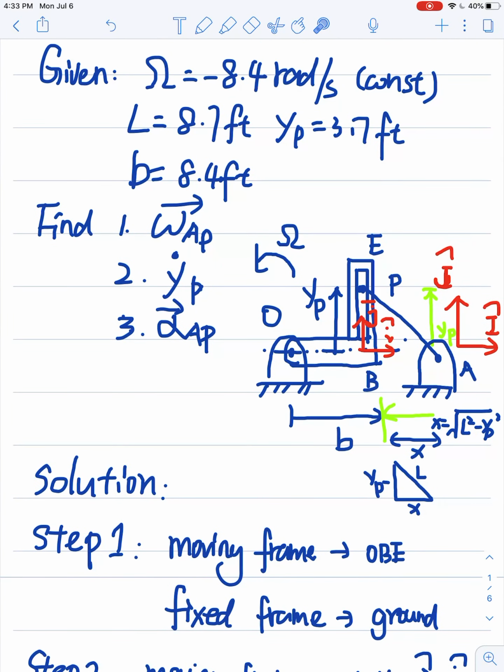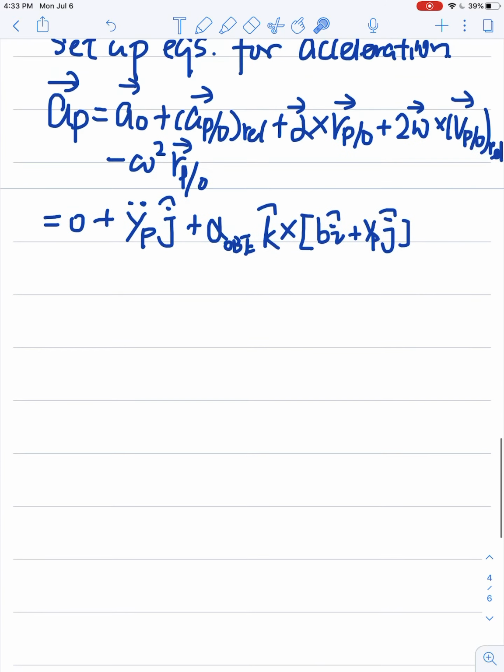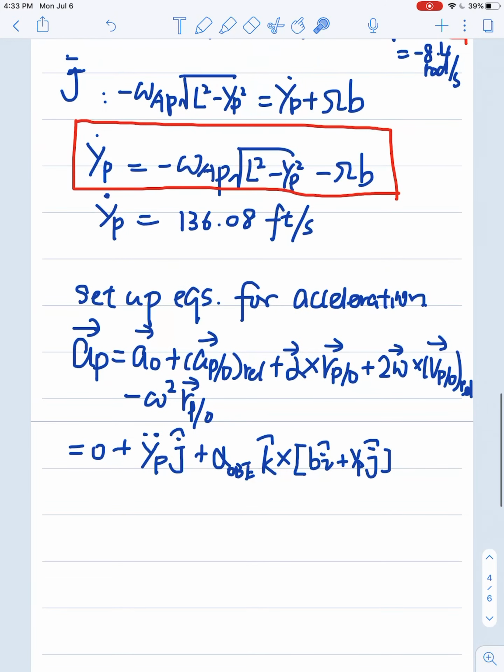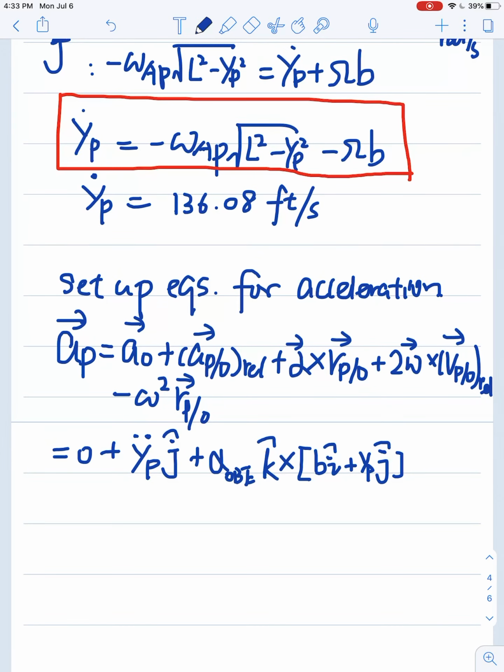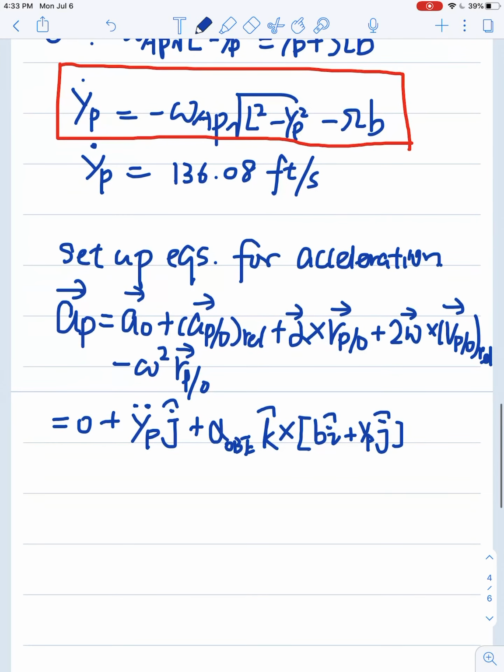Let's go back to check if that is right. So RP slash O, starting from point O, pointing to point B, in the I direction, the distance is B. In the J direction, the distance is YP. They're both positive, so we're good here. Okay, we're not done yet. Let's keep working on this.